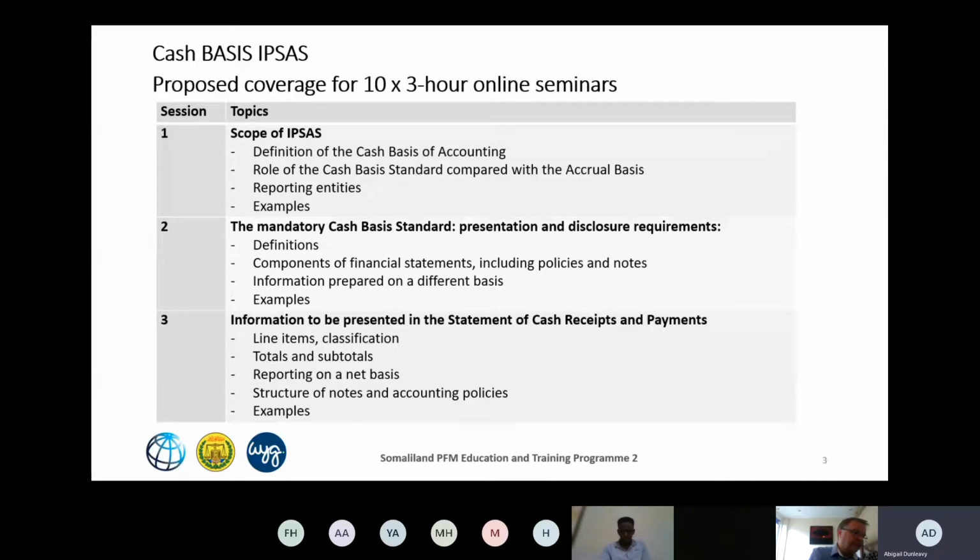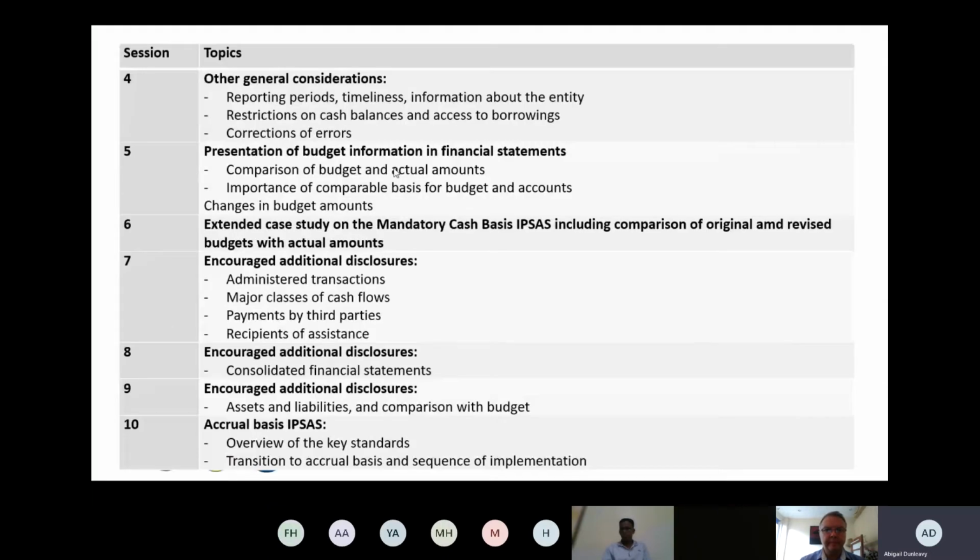The cash basis IPSAS comprises 10 topics, as I'm showing you on the screen. Each topic will be 1 session, and each will be delivered within 3 hours with a break in between. You will be discussing with the presenter later when the breaks will be throughout the 3-hour sessions. So this is session 1, scope of IPSAS. Sean will be providing you with the subtopics for the first session, and then the rest of the sessions are shown on screen.